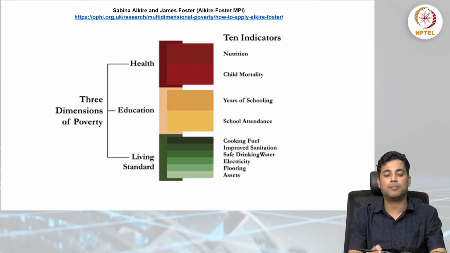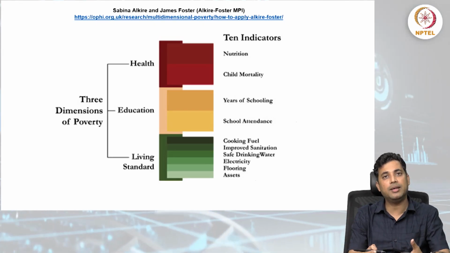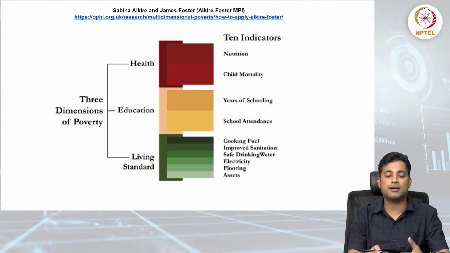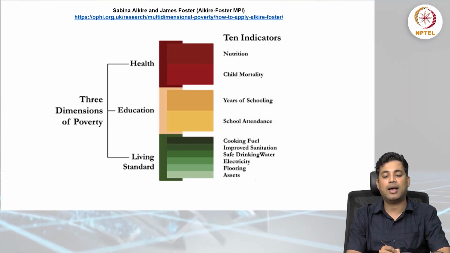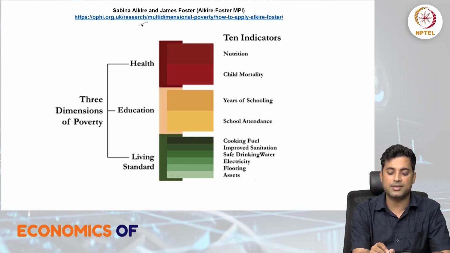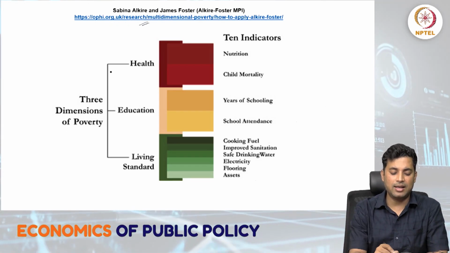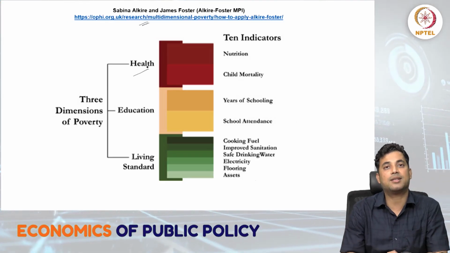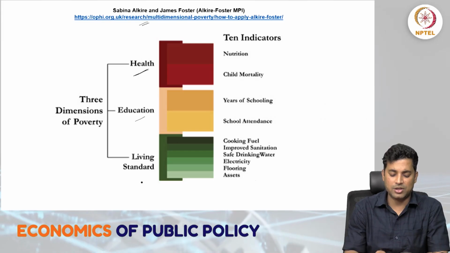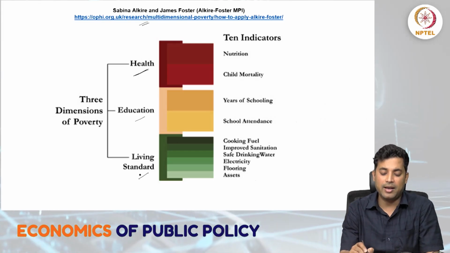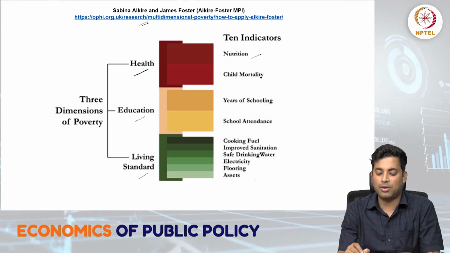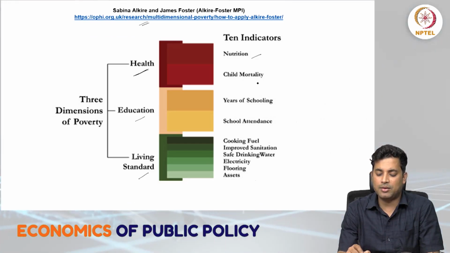So now let's go a little deeper into MPI. Here are Sabina Alkire and James Foster. I'm using their studies, and we can see three broad dimensions, just like the human development index: health, education, and standard of living. In health, nutrition and child mortality are taken into account.